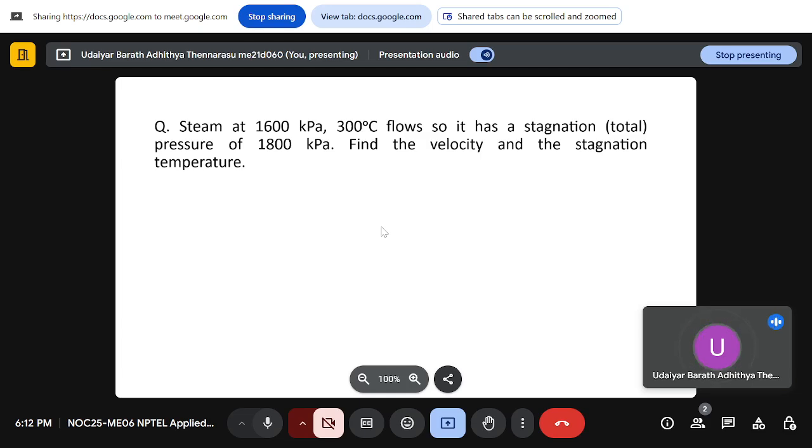Moving on, the next question is: steam at 1600 kilopascal, 300 degrees Celsius flows, and it has a stagnation pressure of 1800 kilopascal. Find the velocity and the stagnation temperature. What is being given is the temperature and pressure of the flow, and the stagnation pressure is also known. We need to find out the velocity of the flow and the stagnation temperature. So how will we find this? We'll see.